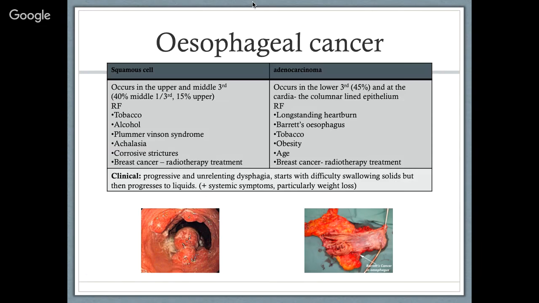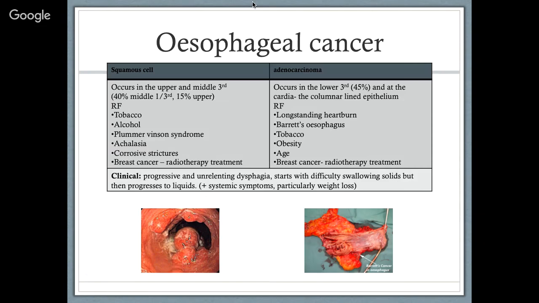Esophageal cancer, there's two types, and know the distinction and the difference between the two. So there's squamous cell and there's adeno. Again, this is kind of covered in pathology. But squamous cell is what's going to happen in the upper part of the esophagus, and adenocarcinoma happens in the lower part. That's not a hard and fast rule, but for multiple choice purposes it is.